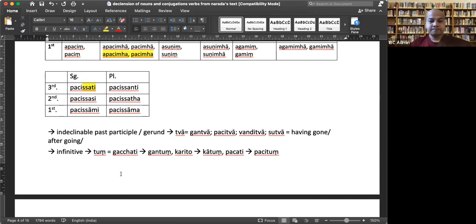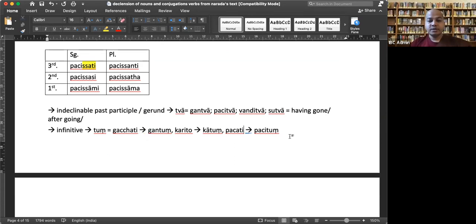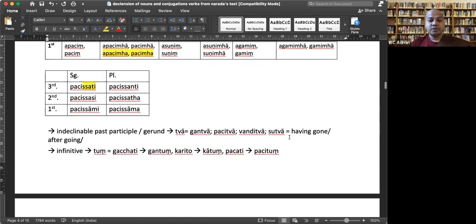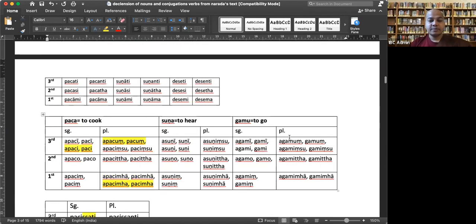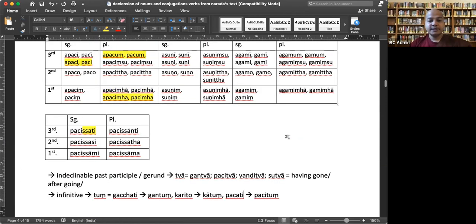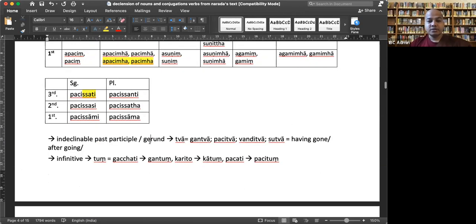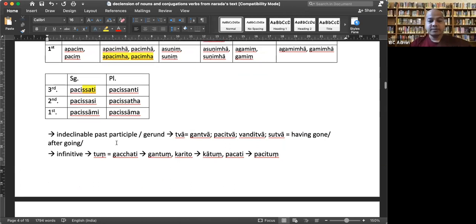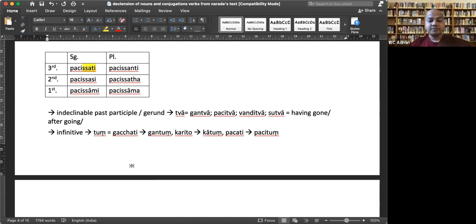Okay, so these are the different forms of verbs that we have studied so far: present tense, past tense, future tense, and then gerund or indeclinable past participle, and infinitive. Now let's look at the text.